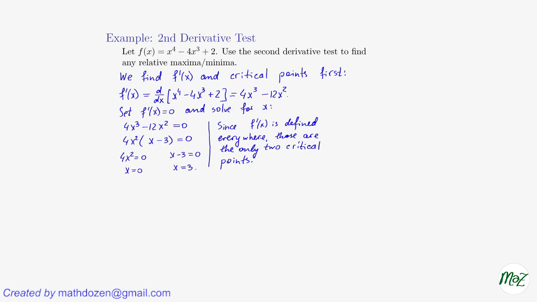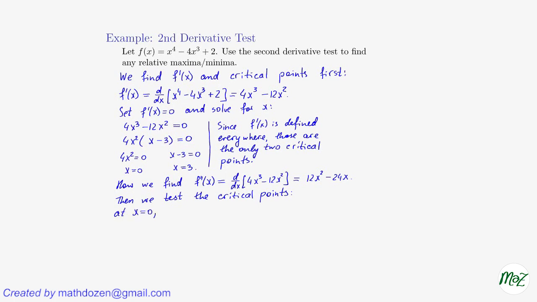And now we look at the first derivative. It is defined everywhere, it is a polynomial. So there are no critical points of the second kind where the derivative is not defined. To use the second derivative test, we need to find the second derivative. That's the derivative of 4x cubed minus 12x squared. This is 12x squared minus 24x. And we test the critical points.